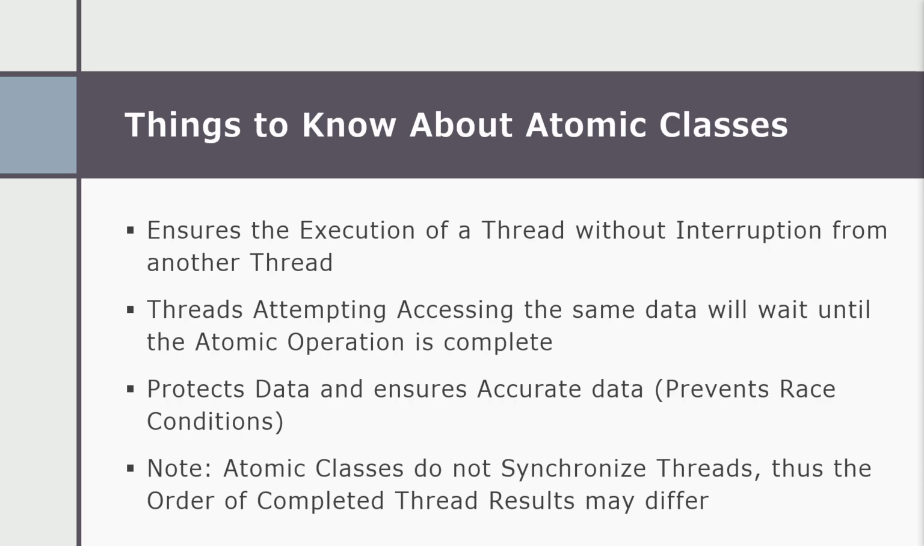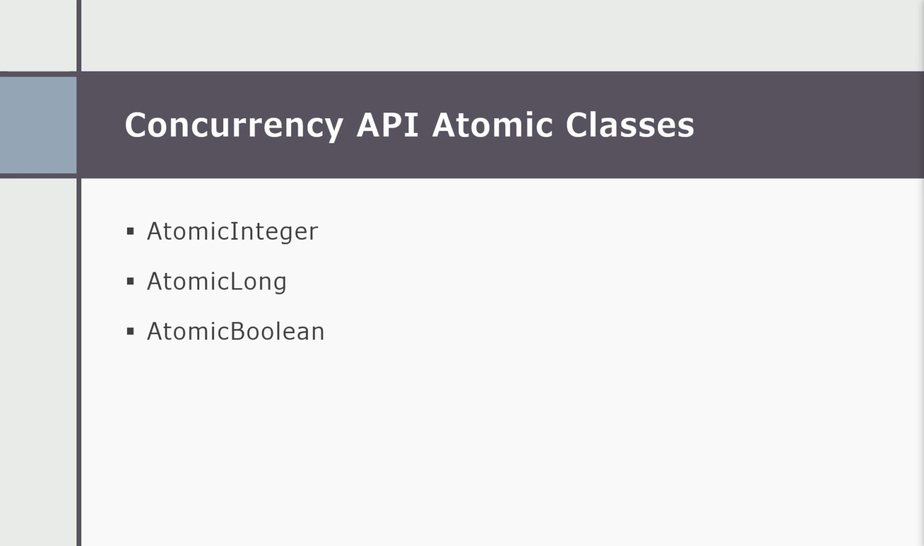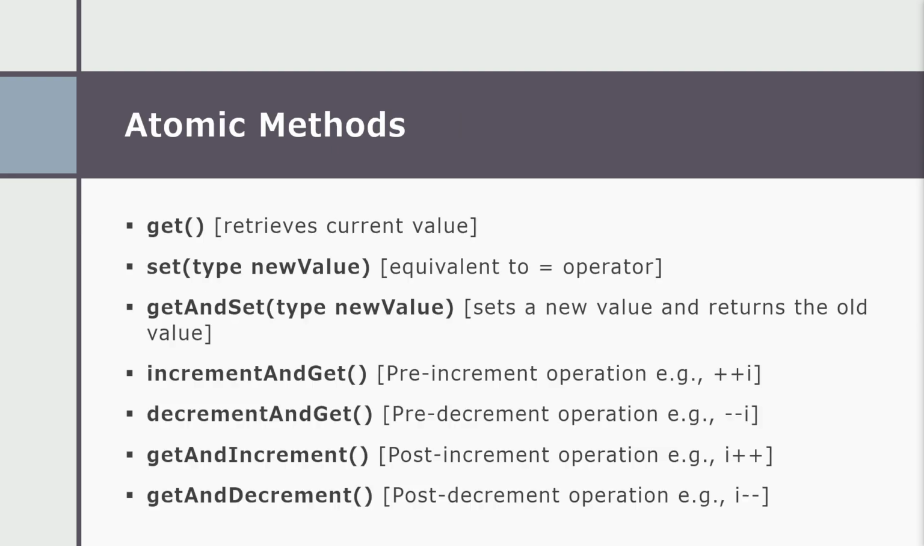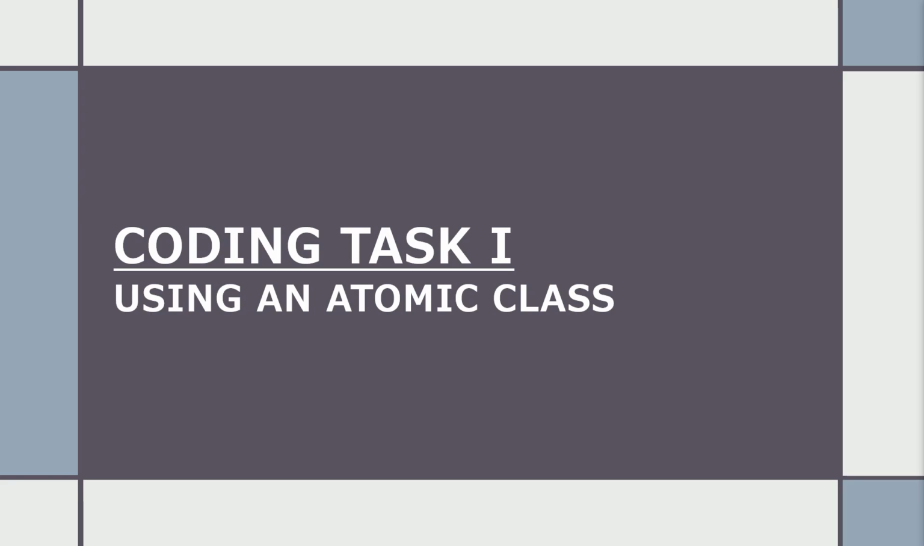One thing to note is that atomic classes do not synchronize threads, and this means threads may not necessarily be executed in order. Atomic classes from the Concurrency API are atomic integer, atomic long, and atomic boolean. And examples of atomic methods are get, set, get and set, increment and get, decrement and get, and increment and get and decrement. In this coding task, we will use an atomic class to prevent a race condition.